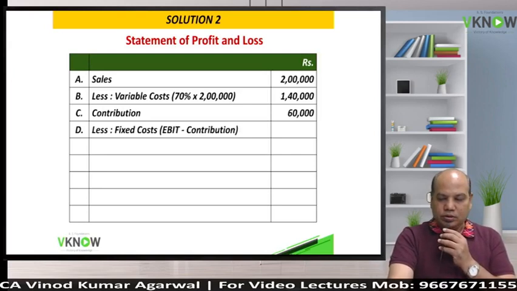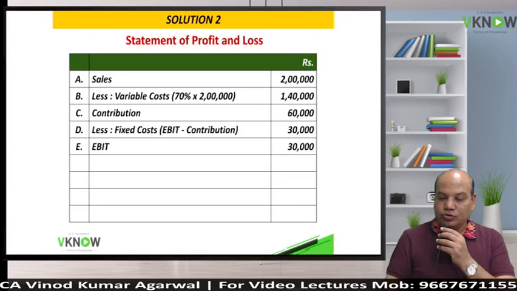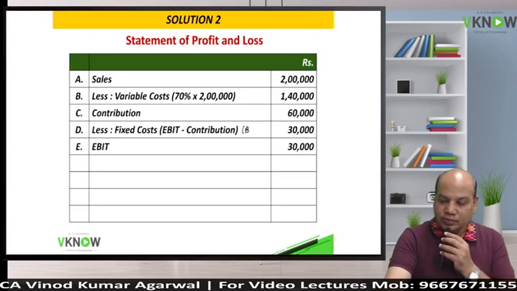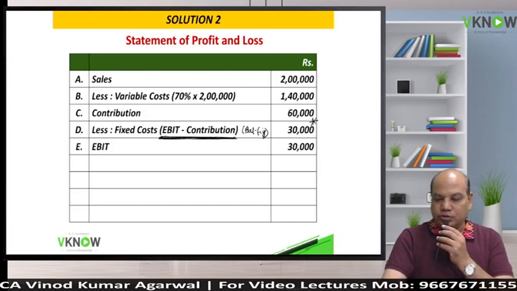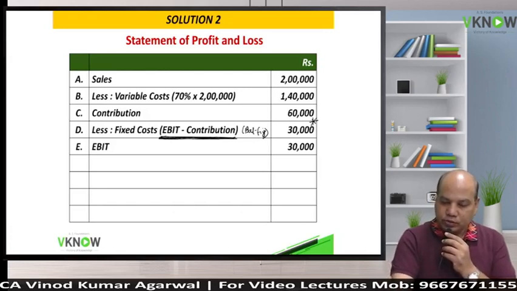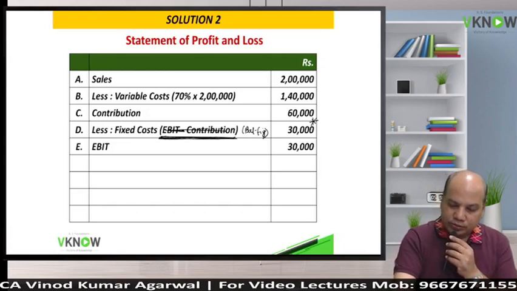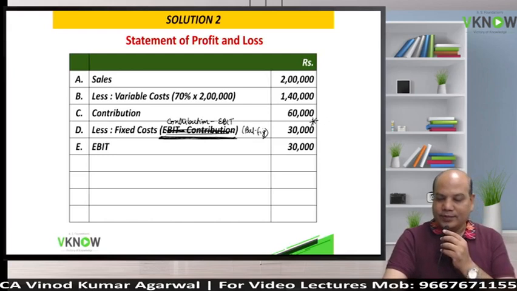So we will write first, EBIT was how much? 30,000. So fixed cost will be the balancing figure, 30,000. Or if you want, you can write in bracket EBIT minus contribution. So it should be contribution minus EBIT, sorry. Fixed cost is equal to contribution minus EBIT. Do you agree?